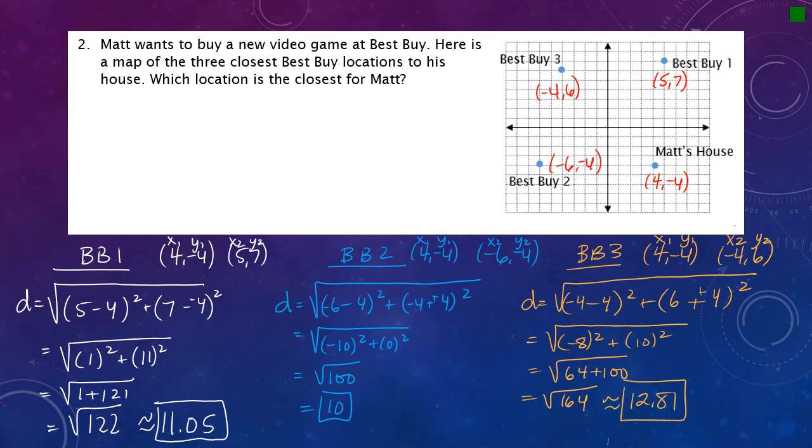So if you look at these three options, the shortest distance would be Best Buy 2. So this one right here in the middle, because 10 is the smallest number, so it's the shortest distance. So our final answer to this problem, which location is the closest for Matt? We would say the closest location is Best Buy 2.